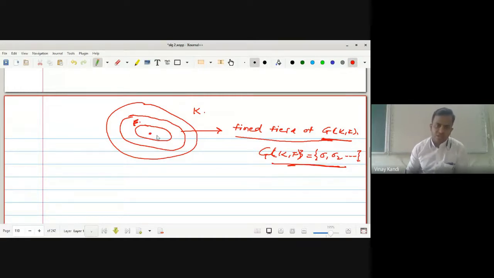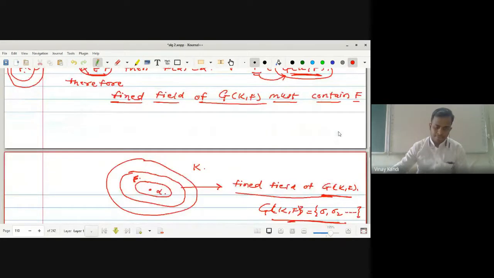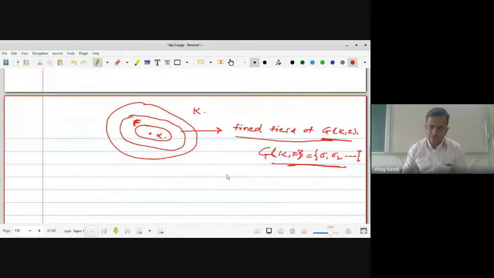If you take alpha belongs to F, okay, the fixed field of GKF must contain F. Okay, this will be a small subgroup of F, a subfield of yours. Okay, this is K, and this is a subfield F of K. Here, if you take alpha belonging to this set F, by the definition of GKF, every element of F is fixed: sigma 1 of alpha is equal to alpha, sigma 2 of alpha is equal to alpha, sigma 3 of alpha is again equal to alpha.